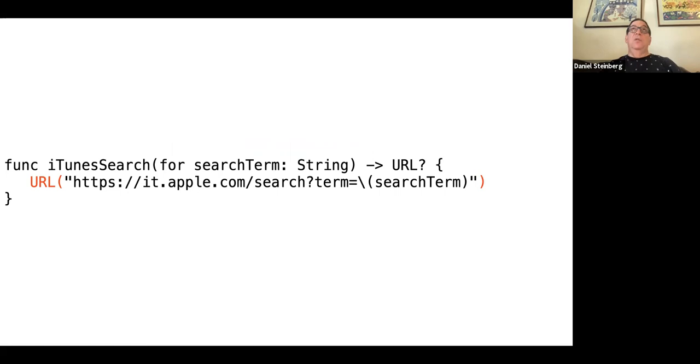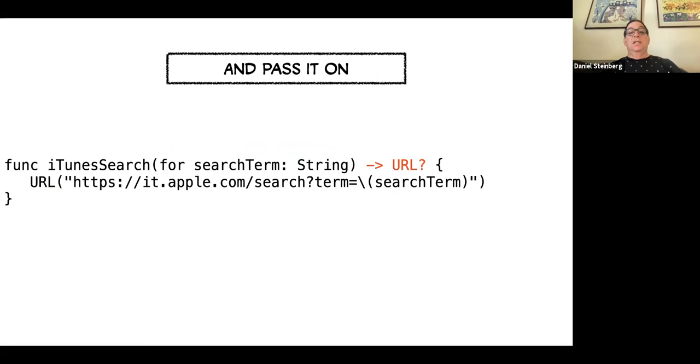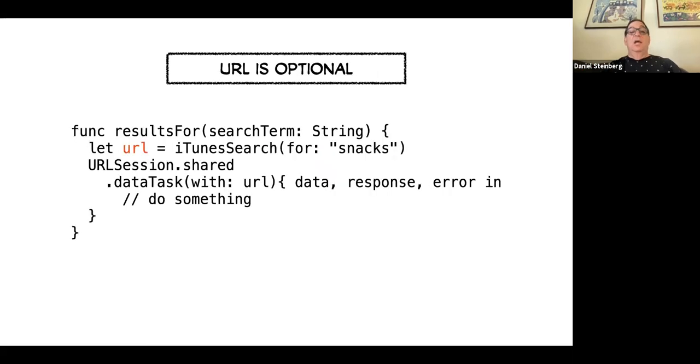So one thing we can do with optionals is we can use if let or guard let, and we can handle the optional. The other thing we can do is just say, you know, not my problem, I'm just passing it on. And so we're going to take the optional and pass it on. And so whoever calls iTunes search is going to have to deal with it. And that's what we saw here. URL isn't optional. Data task needs a non-optional, and that's why this didn't compile.